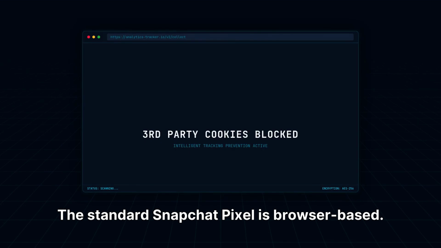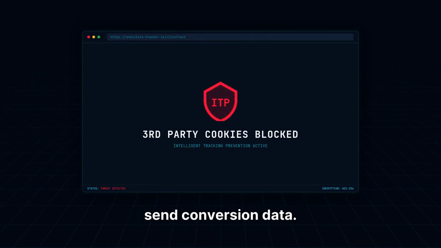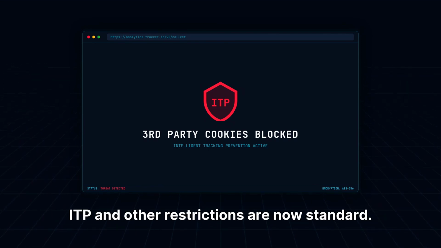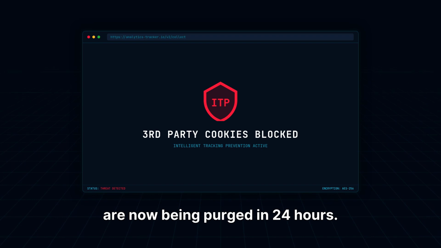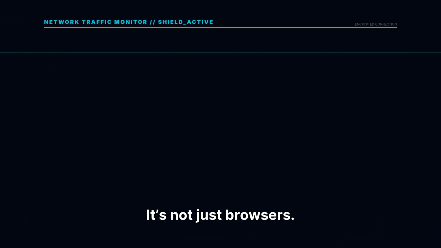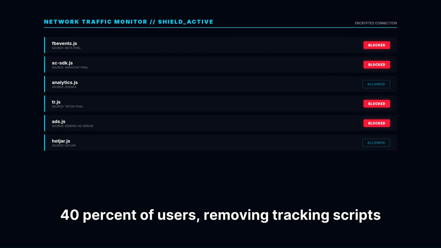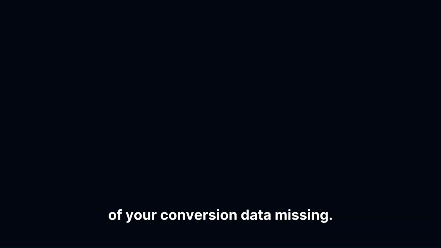The standard Snapchat pixel is browser-based. It relies on the user's browser to send conversion data. However, with the rise of privacy-first browsing, ITP and other restrictions are now standard. Cookies that used to last 30 days are now being purged in 24 hours. It's not just browsers. Ad blockers are now used by nearly 40% of users, removing tracking scripts before they even execute. This means your dashboard is missing half the story.